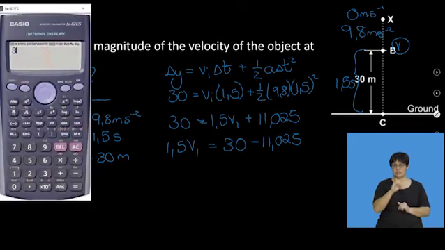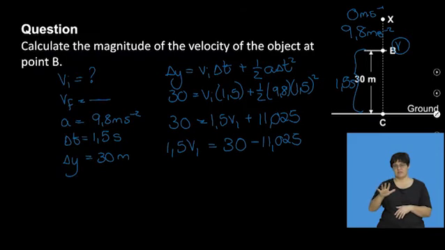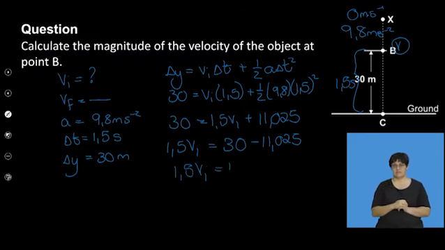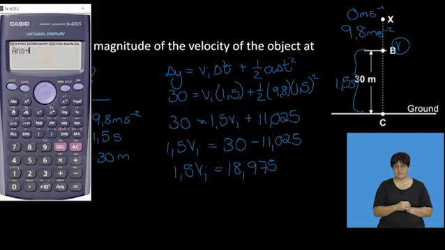So 30 minus 11.025. And I get 18.975. I'm going to divide by 1.5 on both sides, not VI. And I get 12.65.